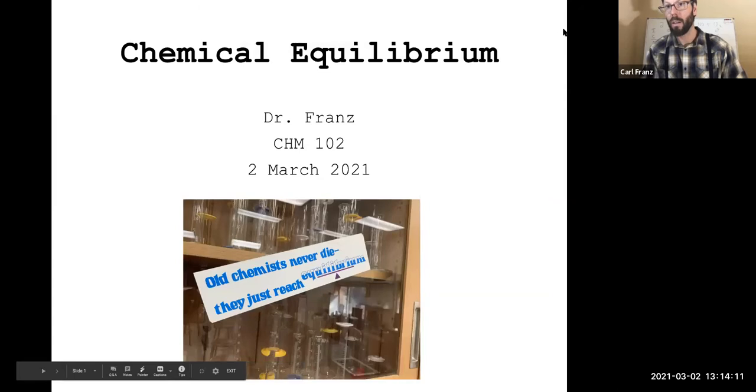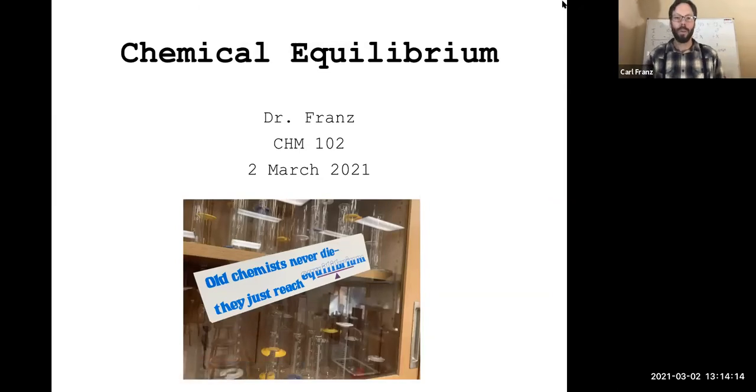If you guys were on campus, you'd be familiar with the chemistry lab, and you'd know that there's this sticker on one of the cabinets that says, "Old chemists never die, they just reach equilibrium," which is a really nerdy joke that chemists like to say. So unfortunately, we can't be on campus yet, and so you won't see this sticker. But I wanted to show you that so that you got a little bit of feel for the lab itself, other than the virtual on-campus labs that we've been doing.